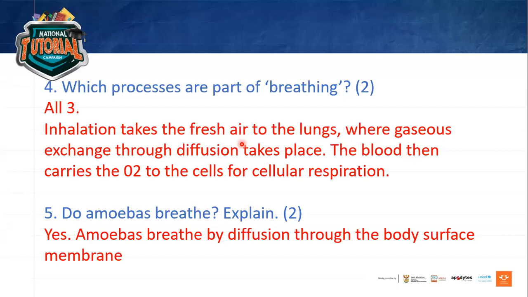But amoebas breathe by diffusion through the body surface membrane because their structure is much simpler than that of us human beings. Their diffusion can just take place through the body surface membrane. Compared to us human beings, we can't do that because our body structure is way more complicated. We have many more organs and many other structures. So our breathing needs to go through the nose, the nasal cavity, and then to the lungs, and then blood and other cells like that.